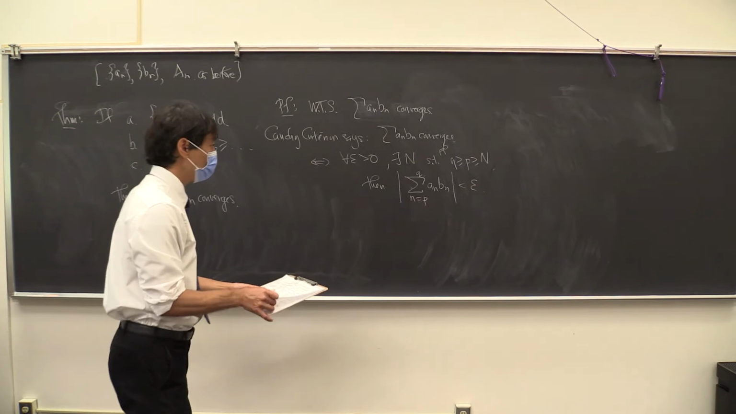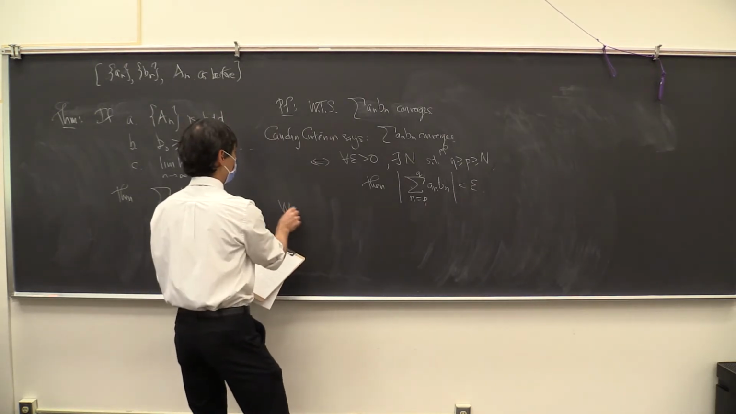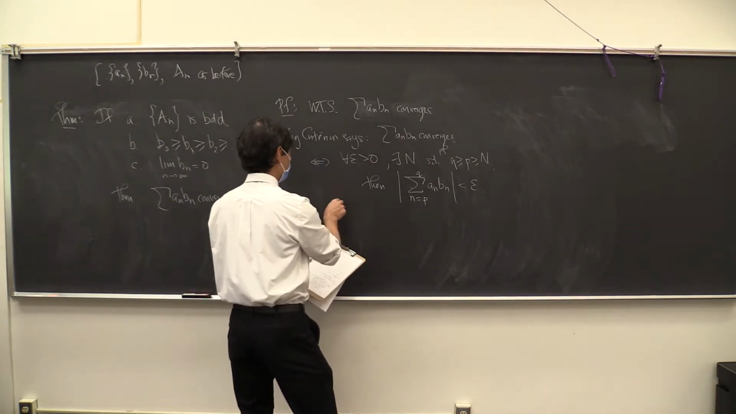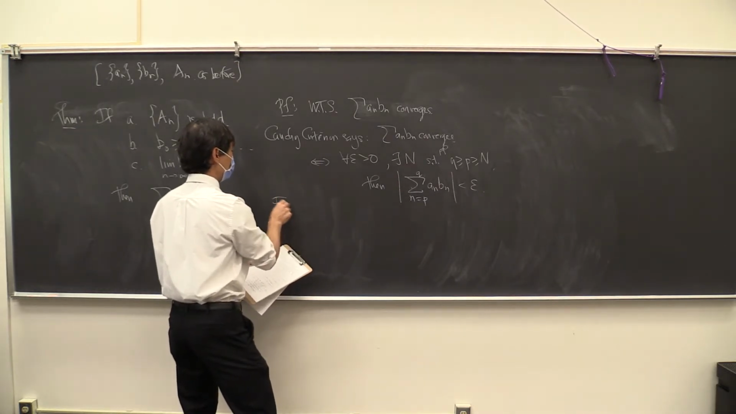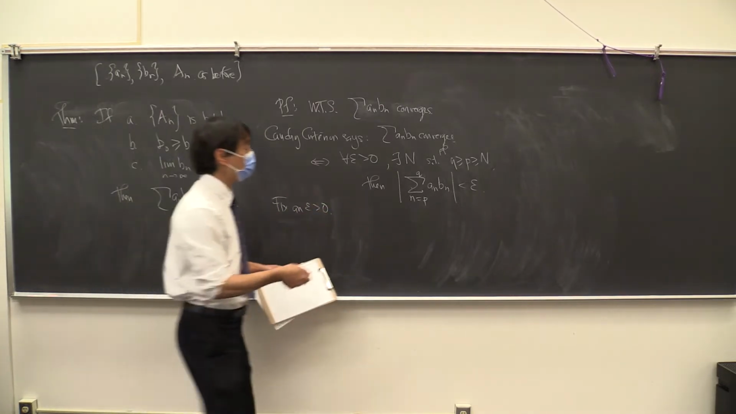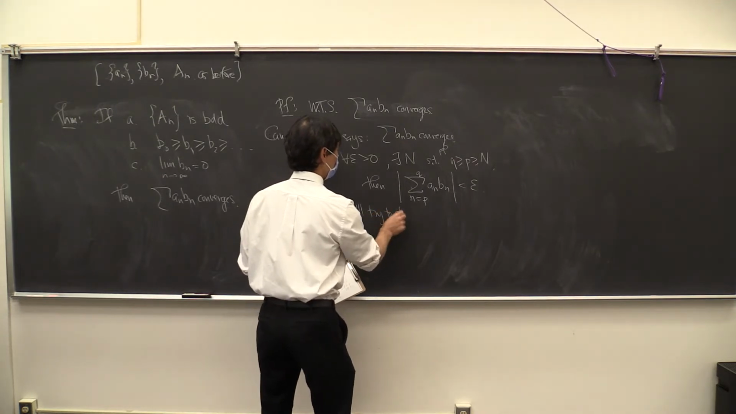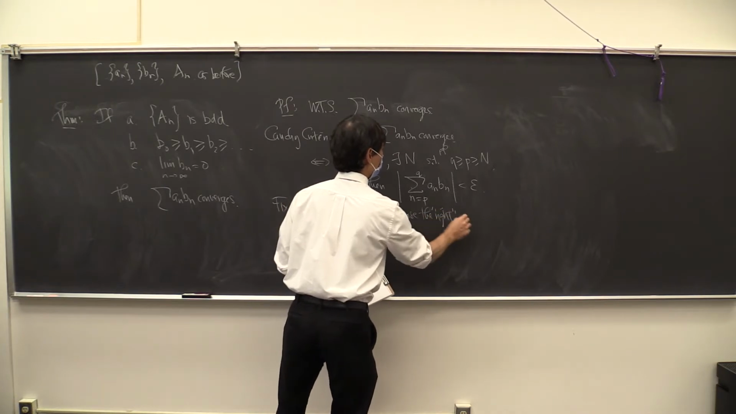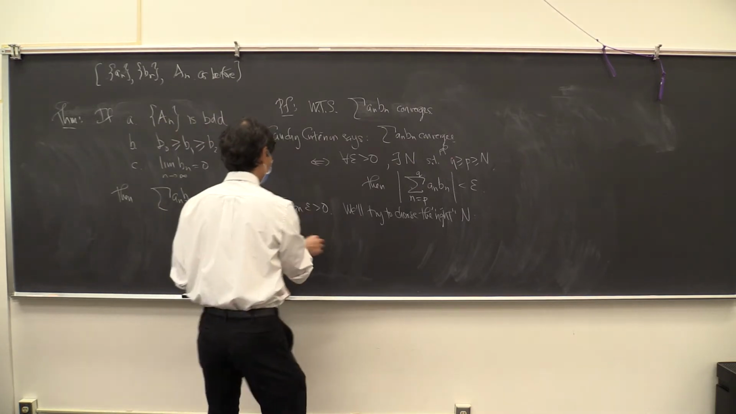So let's look at it. We know that... so fix an epsilon, and we're going to try to choose the right N. So we have to think about it a little bit.